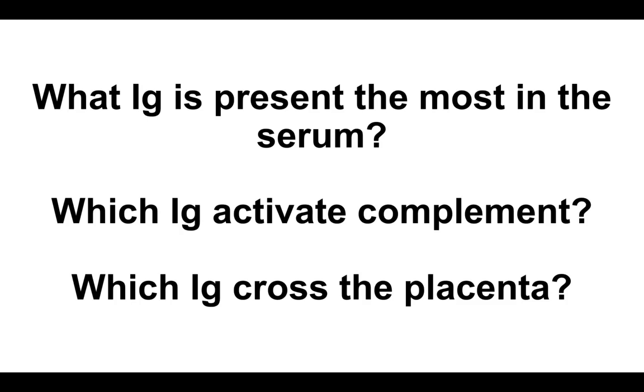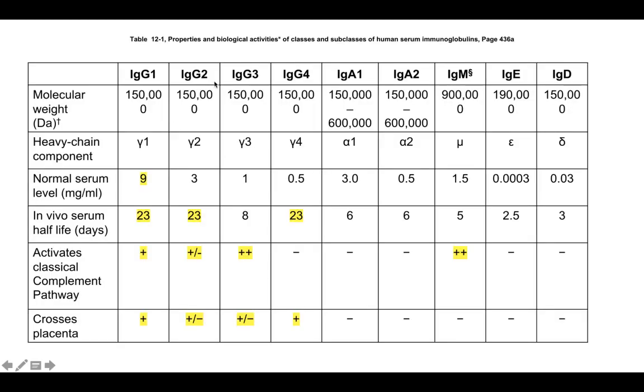What immunoglobulin is present the most in the serum? Which immunoglobulins activate complement, and which immunoglobulins cross the placenta? So the one that's most present in the serum is IgG, and in particular the IgG1. The ones that activate complement are the IgGs and IgM, so mainly IgG1, IgG2, and IgG3, as well as IgM. The ones that can cross the placenta are the IgGs, not the others.